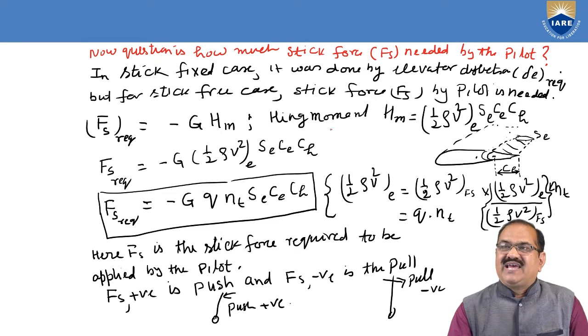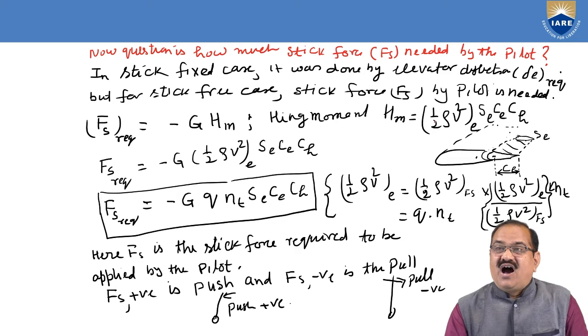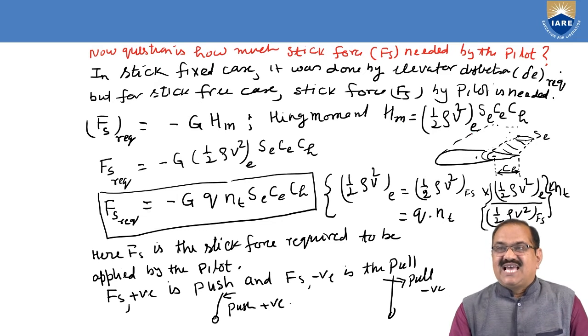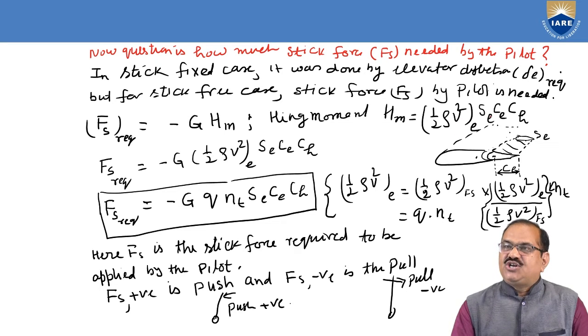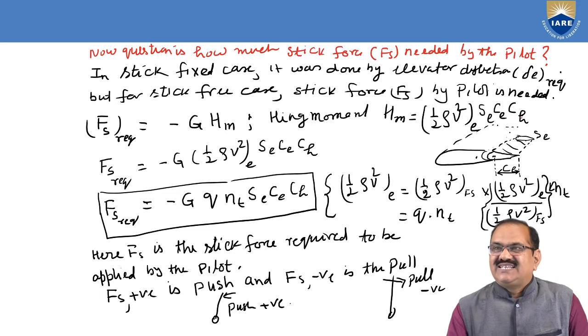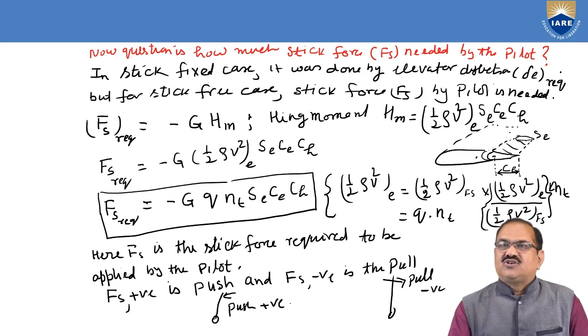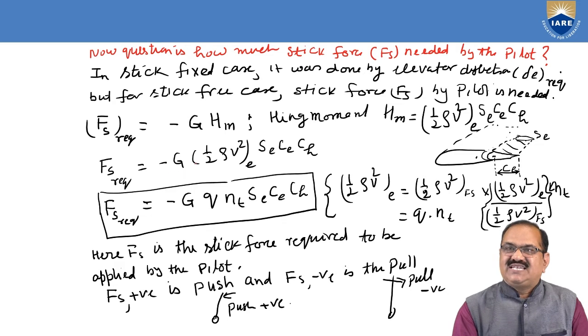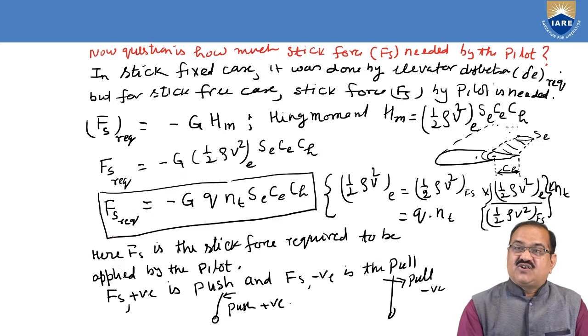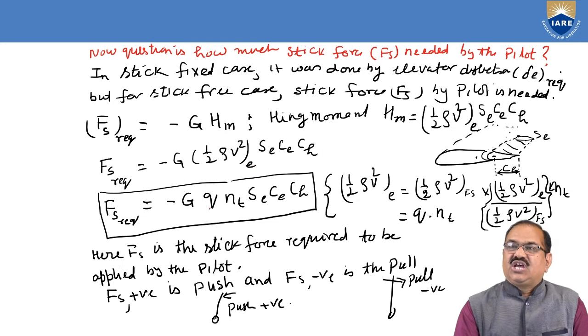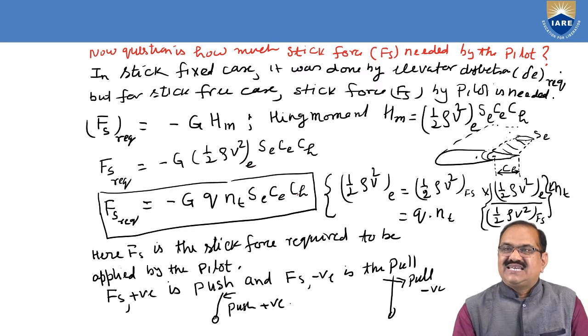And this hinge moment, Hm, is equal to what? It is half rho V square E, where E means elevator. Half rho V square is the dynamic pressure, into area, into chord length, into CH, which is the hinge moment coefficient. So Fs required is equal to minus G half rho V square E, SE, CE, CH. So Fs required is equal to minus G, Q, NT, SE, CE and CH.